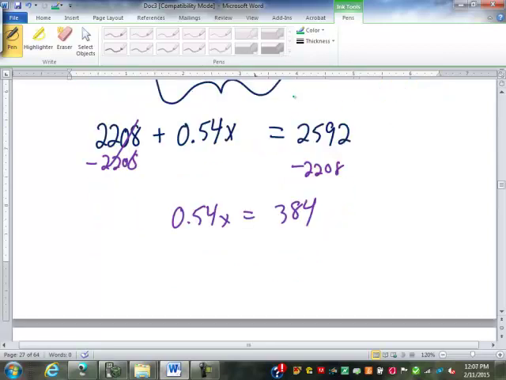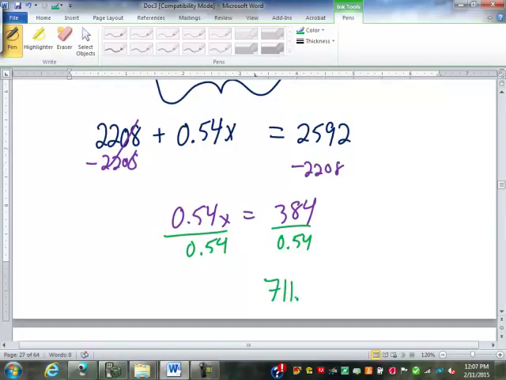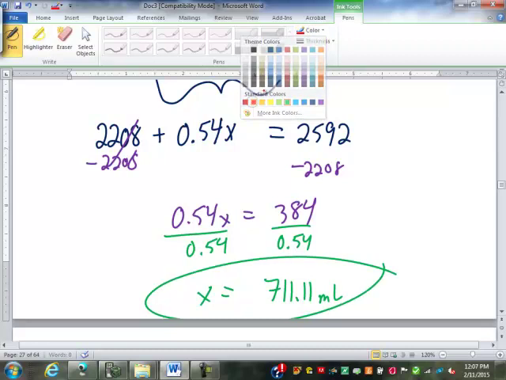So now we're going to divide by 0.54. So 384 divided by 0.54, 711.11 milliliters. So we would remove 711.11 milliliters from that system and replace it with pure ethylene glycol.